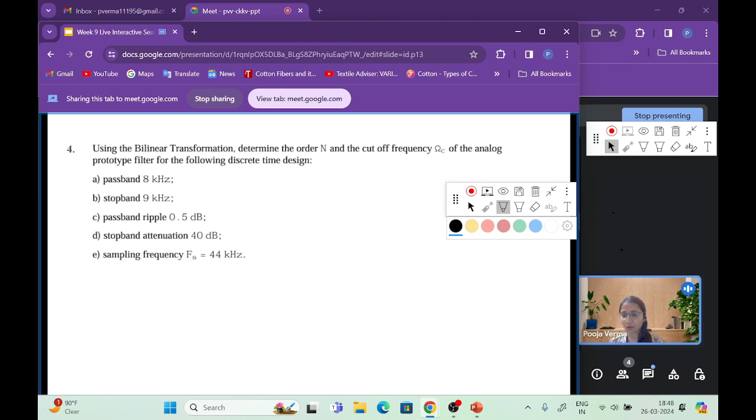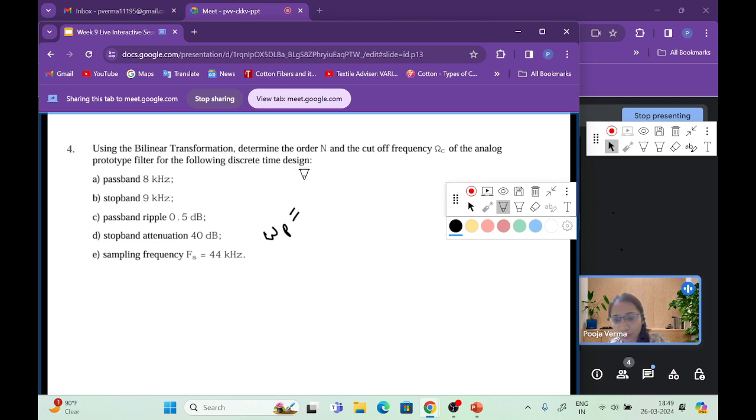First we need to find out, we have to design a discrete time design. So first we need to find out the analog omega, the order and the cutoff frequency. In order to find that, fp and fs are given, the pass band frequency and stop band frequency, in kilohertz. Now we need to change to radians per second. So let's calculate omega p and omega s first, then solve the problem. To solve this question, we need to use the bilinear transformation.